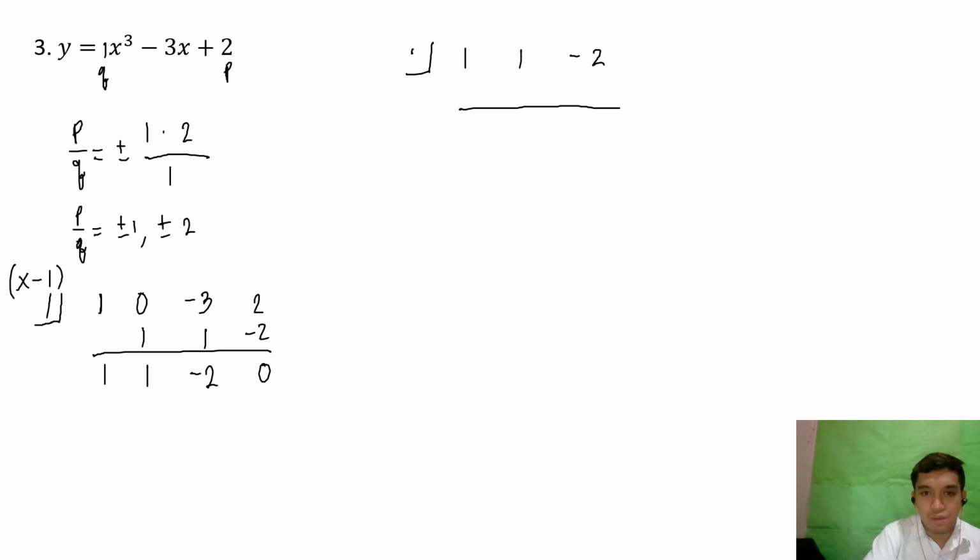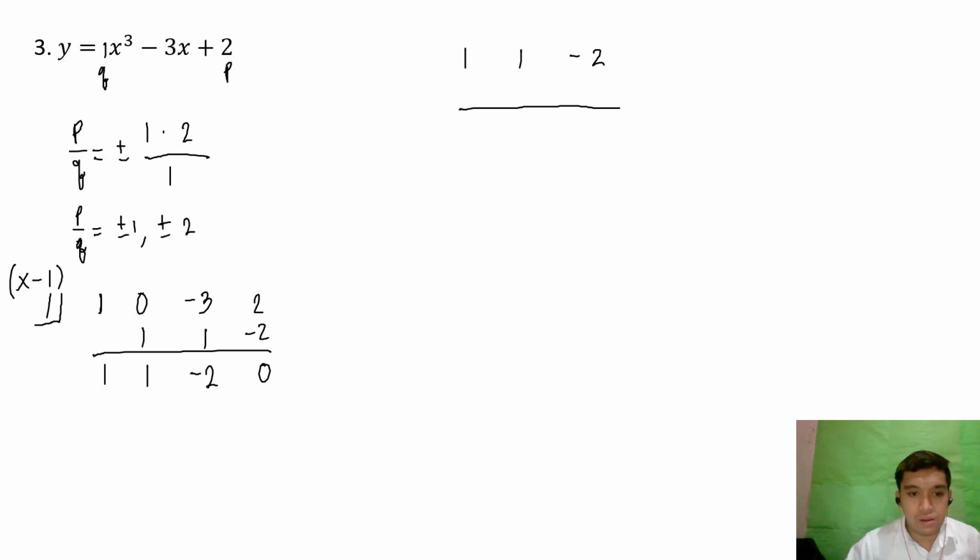Let's try positive 2. So bring down 1. 1 times 2 is 2. Then 1 plus 2 is 3. 3 times 2 is 6. So negative 2 plus 6 is positive 4. So hindi rin. Kasi hindi 0 yung ating remainder. So hindi rin yan.